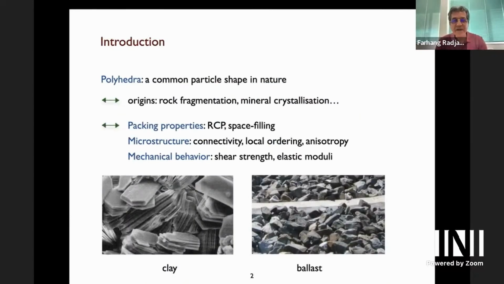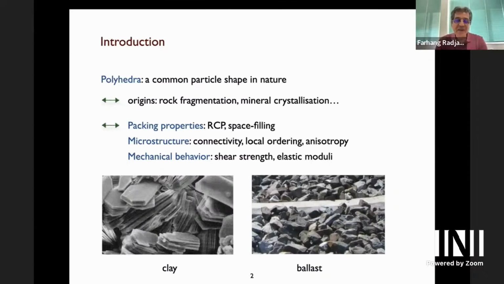Polyhedral particles are very common in nature. It's due to their origins. We have rock fragmentation, which produces mainly polyhedral-shaped particles, mineral crystallization, and also I think many viruses and so on have polyhedral shapes.